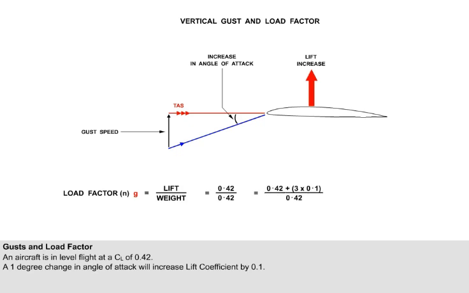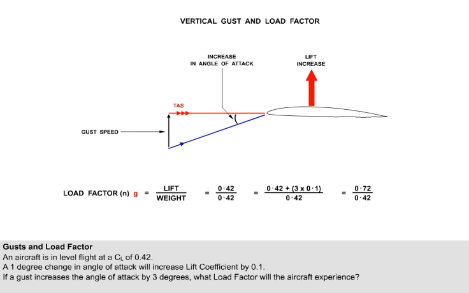A 1 degree change in angle of attack will increase the lift coefficient by 0.1. If the aircraft is subjected to a gust which increases the angle of attack by 3 degrees, what load factor will the aircraft experience? The gust will increase the lift coefficient by 3 multiplied by 0.1, giving a lift coefficient of 0.72.